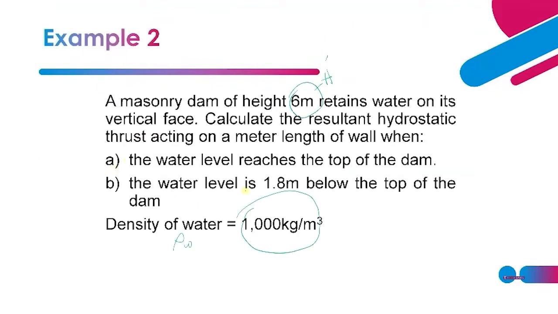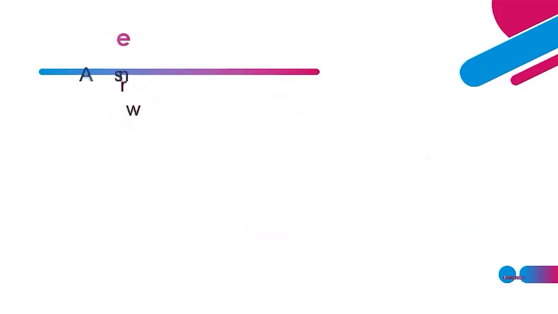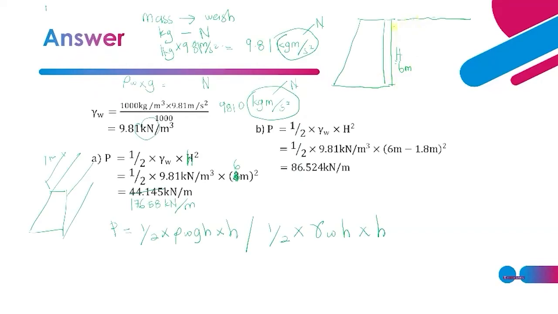The water level is 1.8 meter below the top of the dam. 1.8 meter. This is 6 meter height retaining wall. The question state that the water level is 1.8 meter below the top of the retaining wall. Dah namanya liquid pressure. So of course lah height ni sebenarnya adalah height of liquid. Kalau liquid you sampai top, so that's why jadi 6 meter. 1.8 meter below the top of retaining wall. That's why 6 meter minus 1.8 meter.